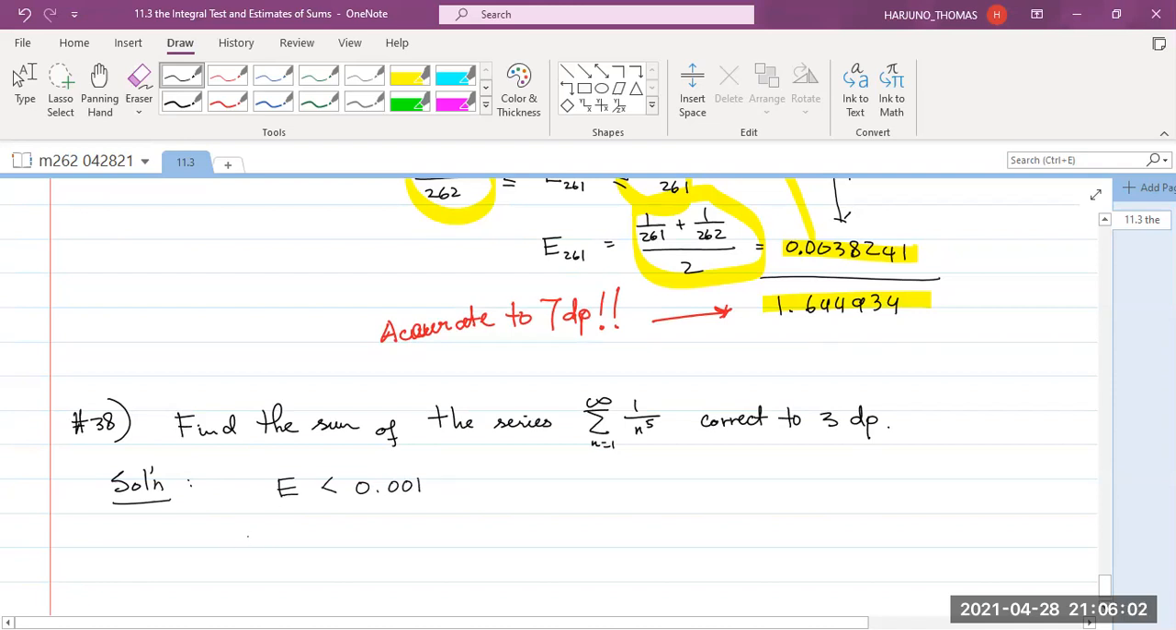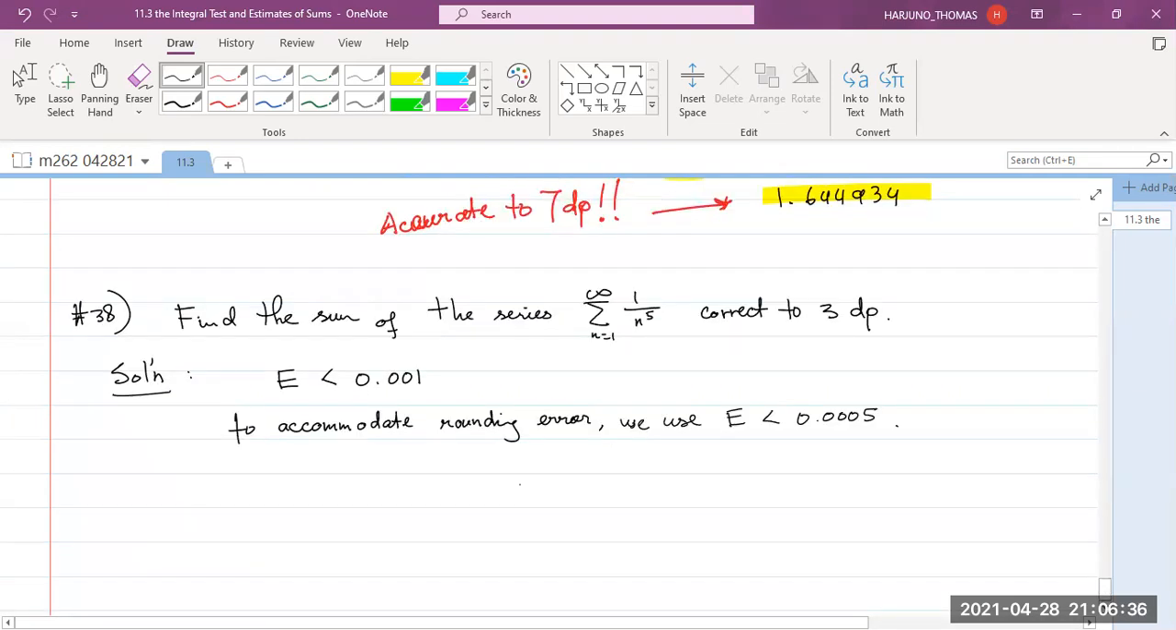To accommodate rounding error, we set the error to be half of that. Then we find K such that the integral from K to infinity of 1 over x to the 5th dx is less than 0.0005, which I think is 1 over 2000.